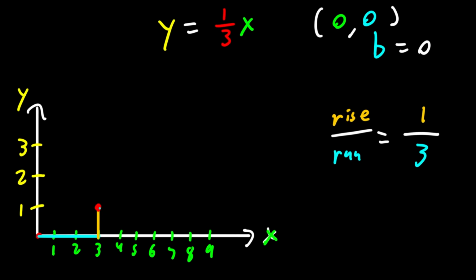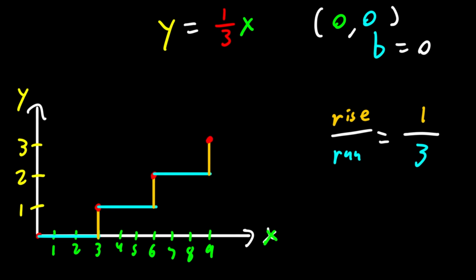And now we're going to run another 3 units to the right. So we're going to go from 3 to 6. And now we're going to go up 1 unit. So we're going to go from 1 to 2. So we have a point here. Now we're going to do this one more time. We're going to go from 6 to 9 because we're going to the right 3 units. And then we're going to go up by 1 unit to 3.